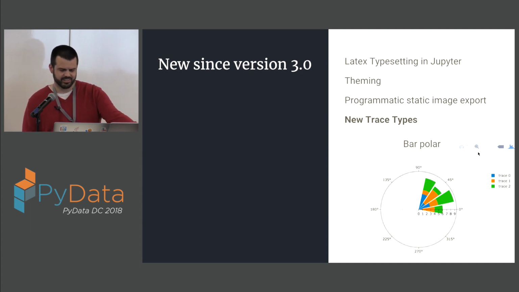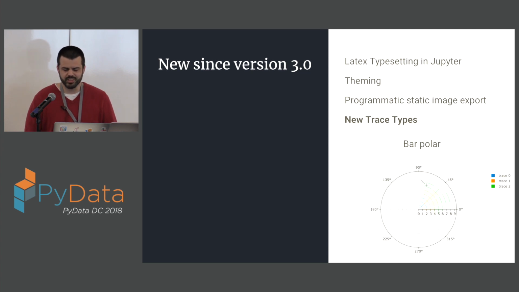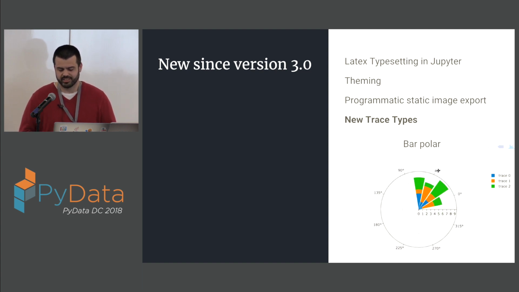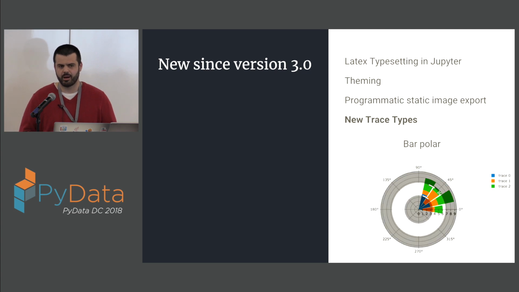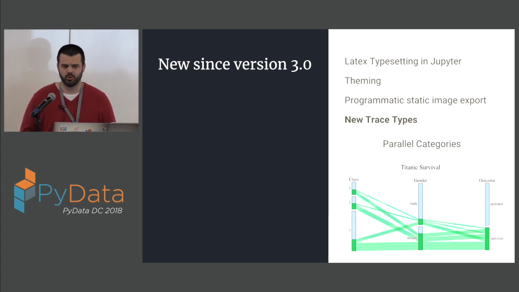And we've added a collection of new trace types. So here is a bar polar trace type. There's a bar chart in polar coordinates. And this is also very interactive. You can do things like zooming. You can rotate stuff to help you hone in on the information you're looking at. And this complements existing support we already have for polar scatter plots and polar line charts.